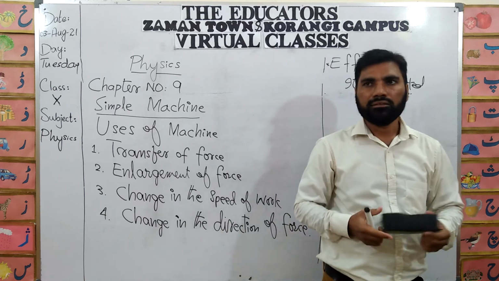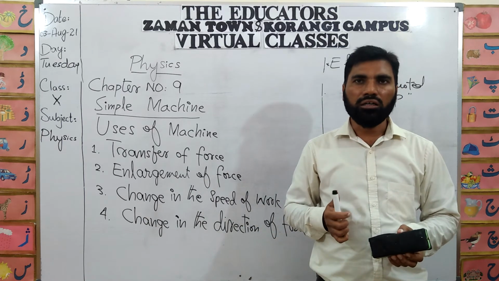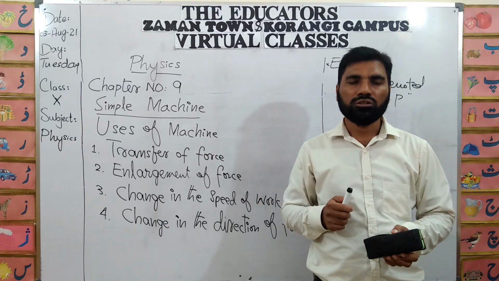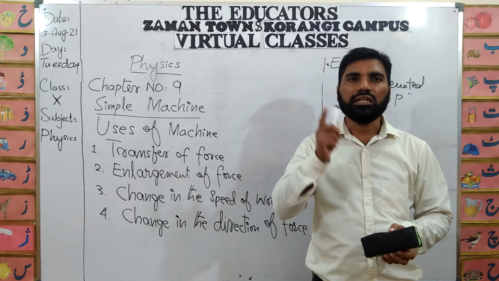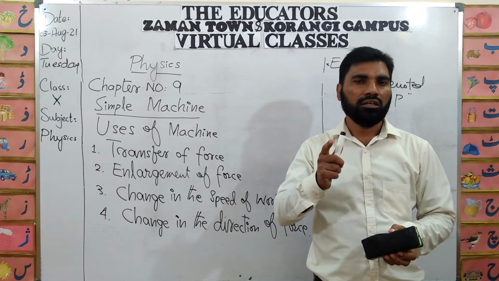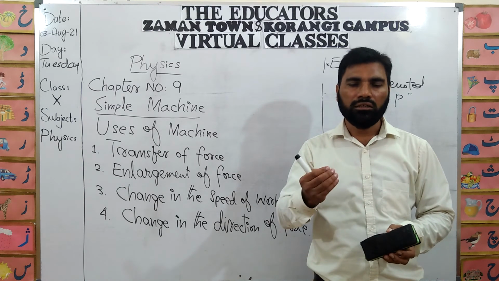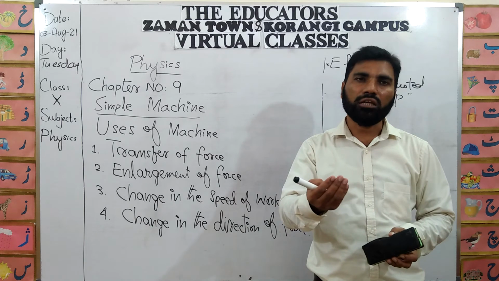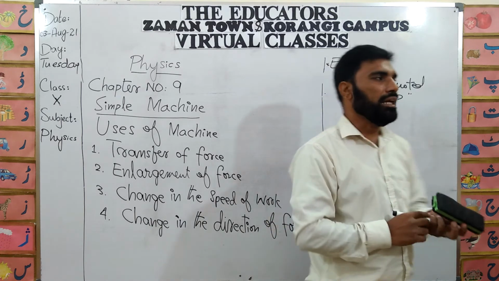Same like if you want to drive a nail in a wall, you are applying the force on a hammer. The hammer is a machine. This is called the effort. It is denoted by P. So whatever force you apply on any kind of machine is called the effort.